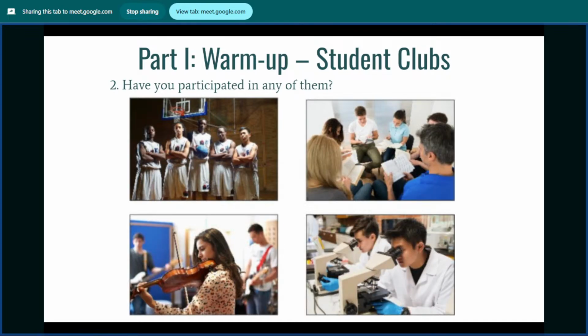Moving to the second part. Have you participated in any of them? Yeah, basketball club. You will say, Yeah, I have participated in basketball club. Yes, ma'am, I have participated in basketball. Okay, very good. Now, which of the clubs below would you like to join when you go to the university, and why?